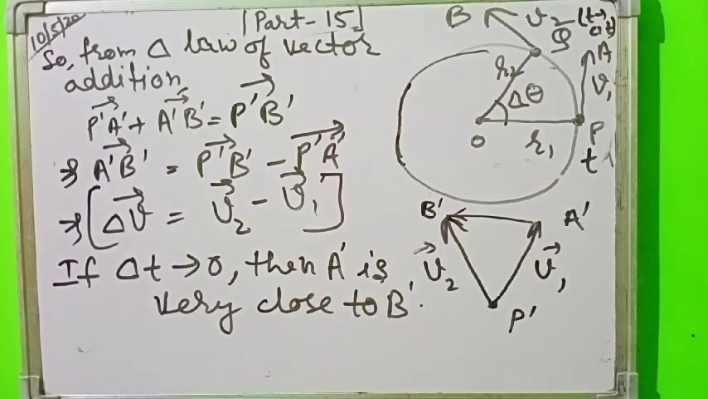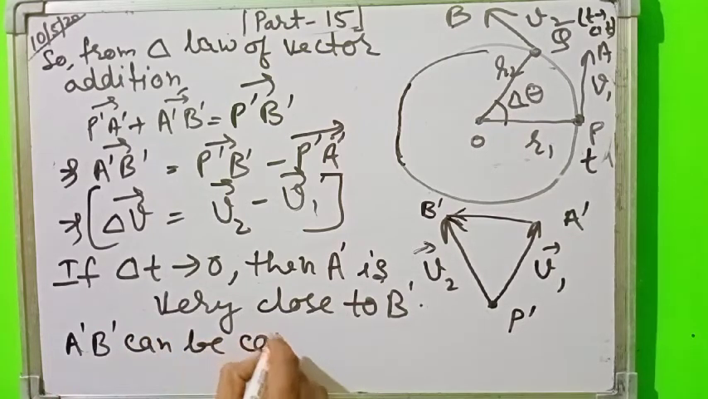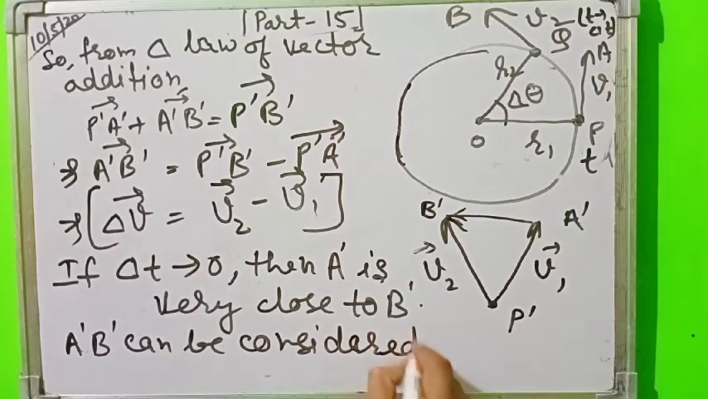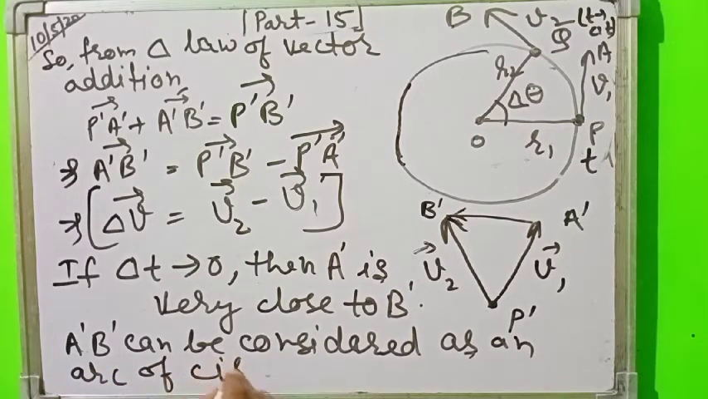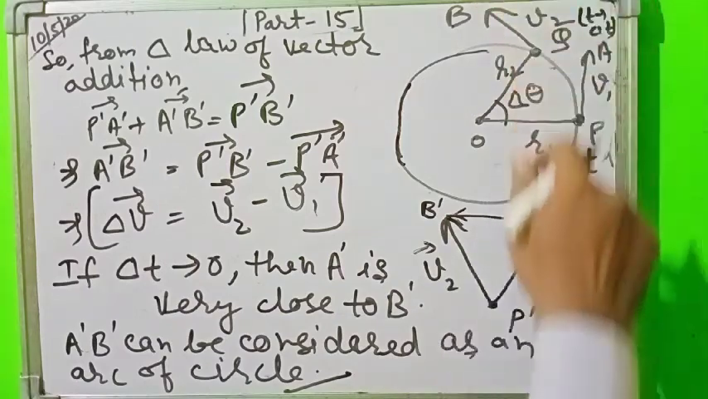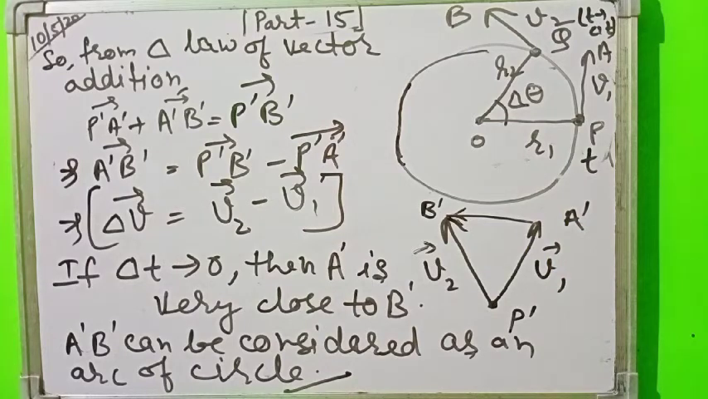And if A dash is very close to B dash, then A dash B dash can be considered as an arc of the circle. And P dash A dash can be considered as an arc of the circle, and if it is considered as an arc of the circle, then P dash A dash and P dash B dash are the radius of the circle.